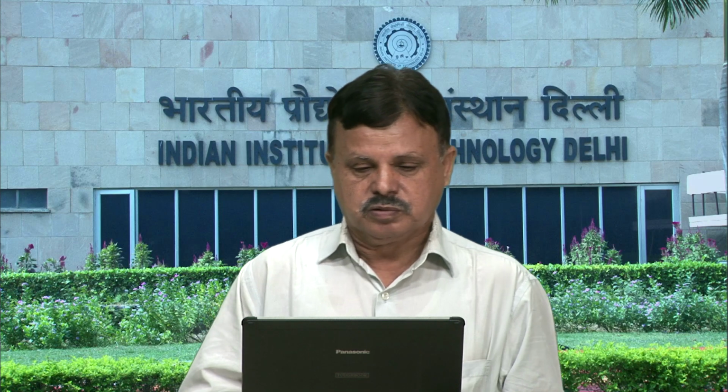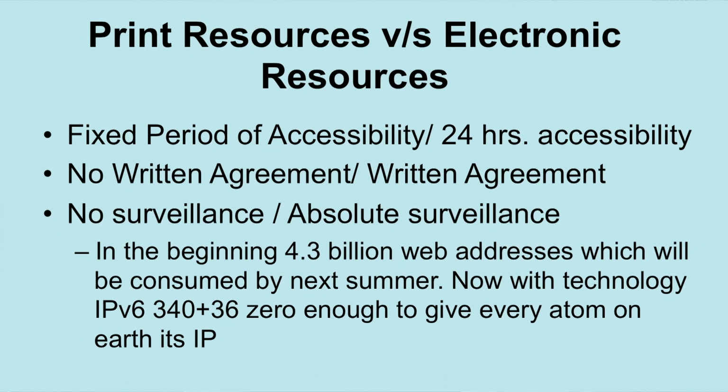Similarly, if you look into print resources more deeply, we find that there used to be a fixed period of accessibility. You purchase print resources where you have accessibility from 9 to 5 or 8 or 9 to 10 depending upon your libraries. In online format, the accessibility is for all 24 hours. So, this is a major transformation where resources are available under a 24/7 kind of environment.